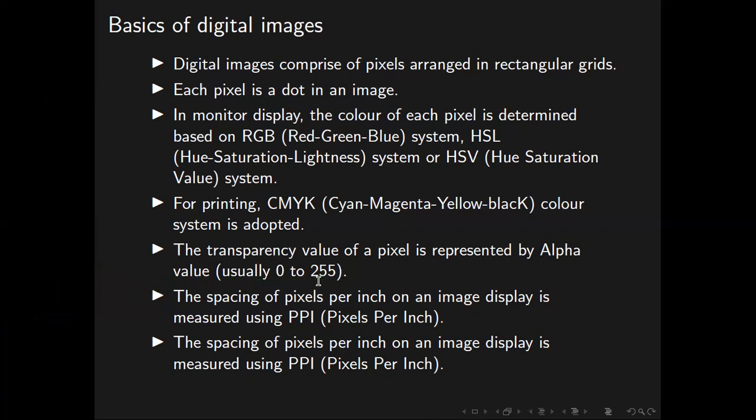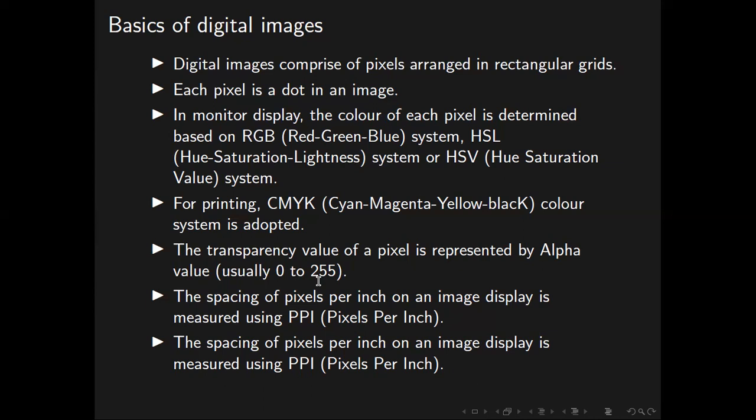Spacing of pixels is measured by PPI, pixels per inch. You take 1 inch of space and count the number of pixels available in that 1 inch. We call it PPI. This is applicable for monitors and other video devices. Video devices like projector and monitor use PPI as the unit. PPI stands for pixels per inch.